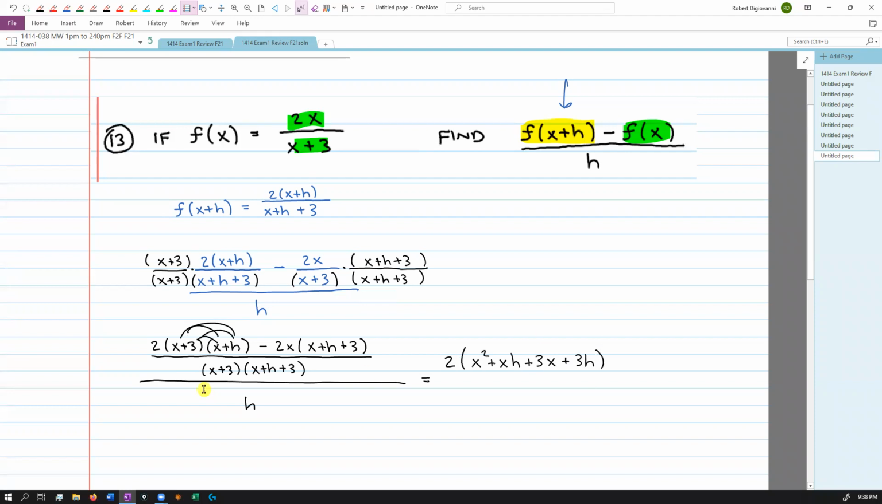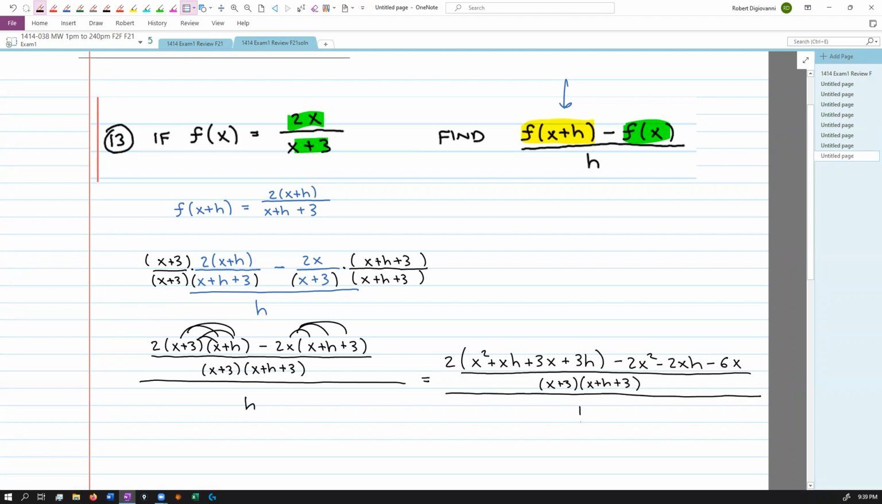Okay, that's this FOILed. I still have the 2 there. Here, there's no FOIL. I can just pass this through. So negative 2x times x is negative 2x squared. And then we have minus 2xh, and then minus 6x. All of this over the common denominator, which is x plus 3, times x plus h plus 3. And all of that over h.